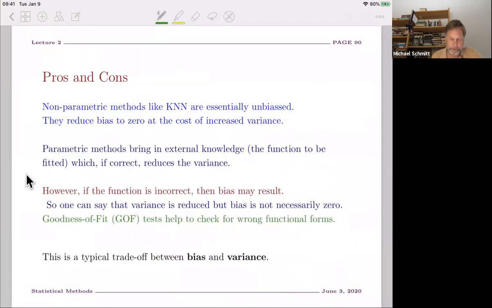Okay, so there are some advantages and disadvantages to this. Non-parametric methods like K nearest neighbors are unbiased.